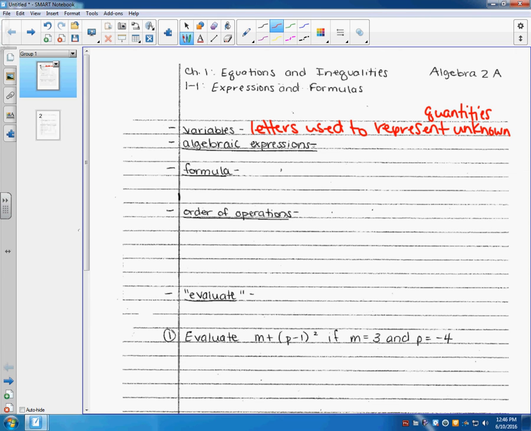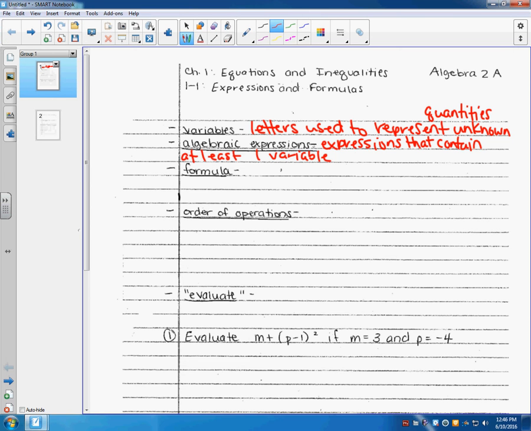Next, we have algebraic expressions. Those are expressions that contain at least one variable. So it has algebra in it, right? Expressions that contain at least one variable. Obviously, you want to write these down. If an example makes more sense to you, in parentheses behind it, put an example down.